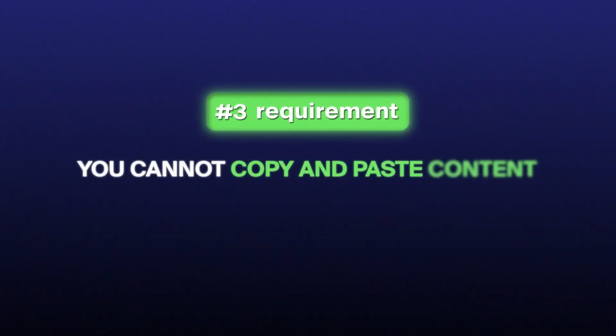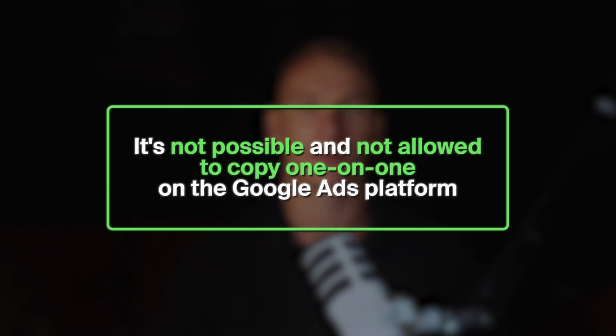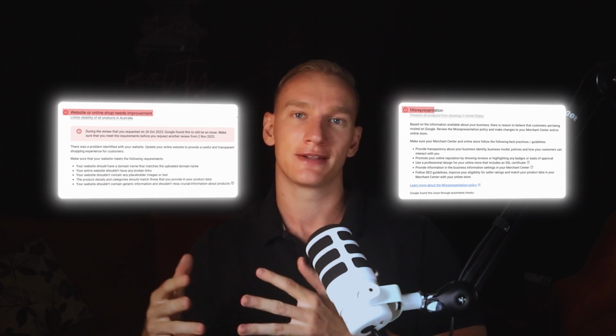All right, requirement number 3 is a very important one, something I see dropshippers making mistakes on over and over again. You cannot copy and paste content directly from each other. The Google Merchant Center has a plagiarism scan, so they basically see how authentic your content is and how much of it is duplicated compared to other players in the Google Ads ecosystem. Therefore, it's not allowed to copy one-on-one on the Google Ads platform. They will simply restrict your Merchant Center account, give you, for example, a website needs improvement or a misrepresentation error, and then leave you without any clues, blank.